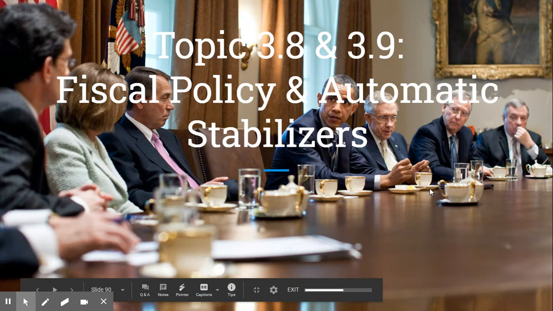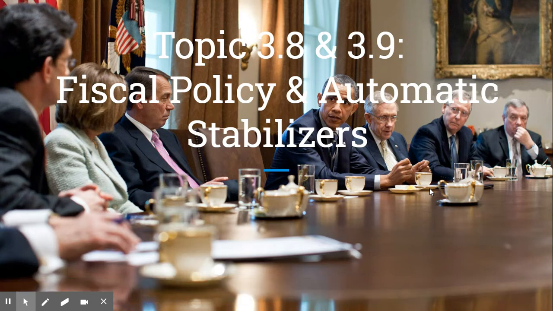This is a video that I'm making on topic 3.8 and 3.9 to wrap up Unit 3 of AP Macroeconomics. And this video is going to discuss the characteristics of fiscal policy and when it can be used given a macroeconomic situation. We're going to tie in the role of the multiplier here as well. And then automatic stabilizers, and we're going to tie that into discretionary and non-discretionary spending.